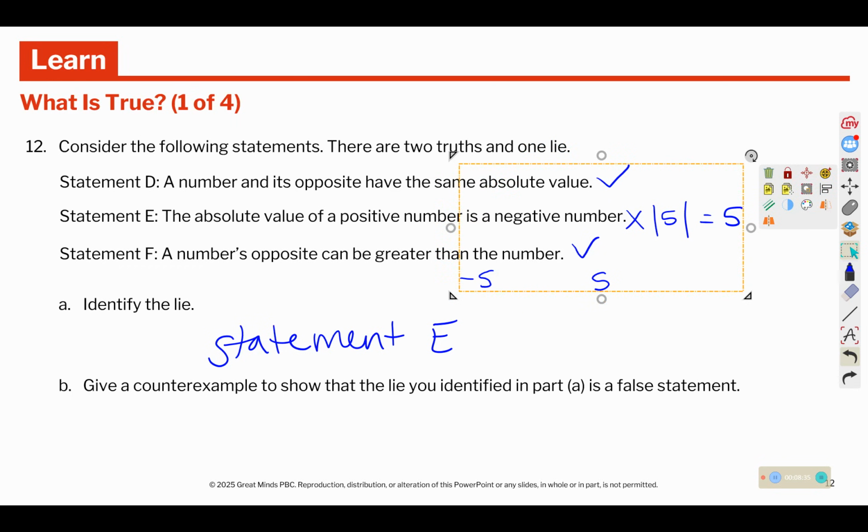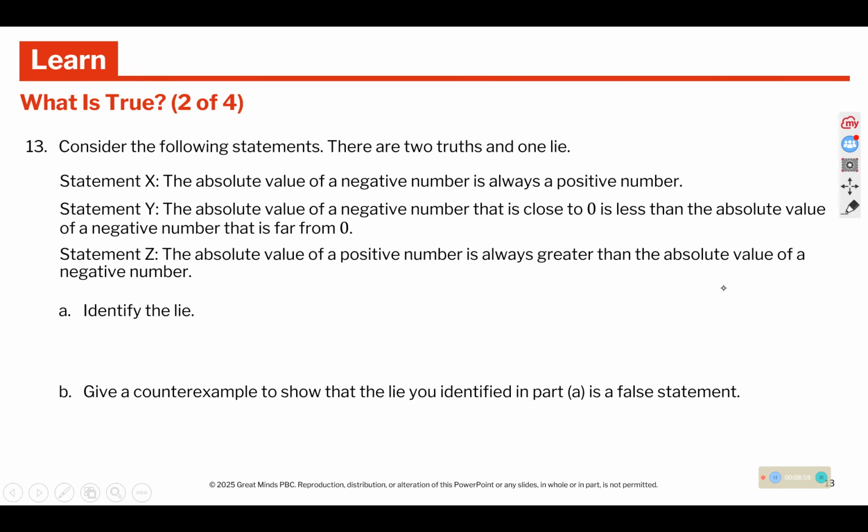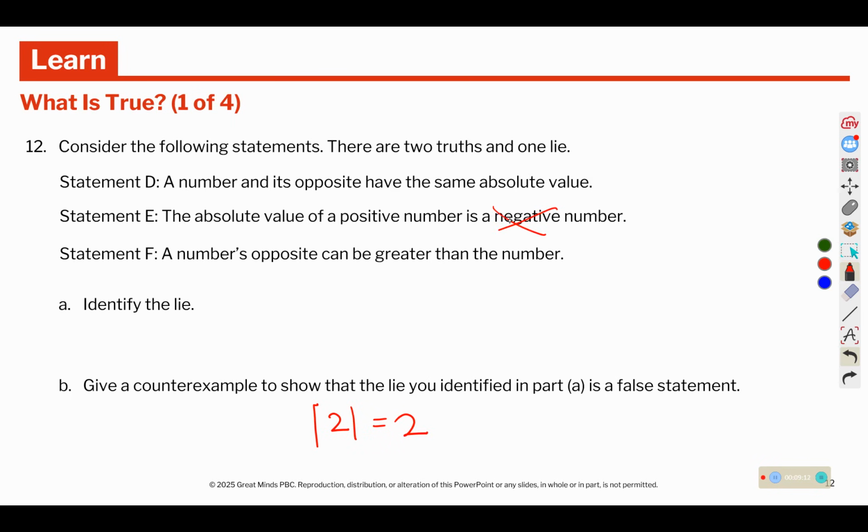Give a counterexample to show that the lie you identified is a false statement. So we've got a number. Let's use negative 2 this time. The absolute value of negative 2 is positive 2. But we need a positive number. So the absolute value of 2 is also a positive, not a negative.